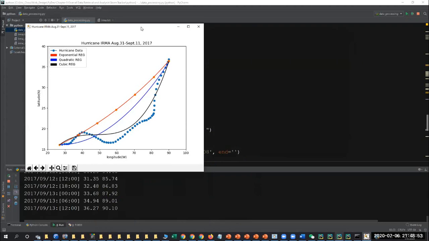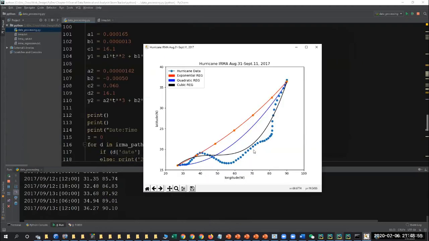So now we do see the plot. The blue dots are the plot of the longitude and latitude. That's the hurricane data. And then we use what? This one is quadratic estimation. The blue one is quadratic, and the red one is exponential regression, and the black one is cubic.